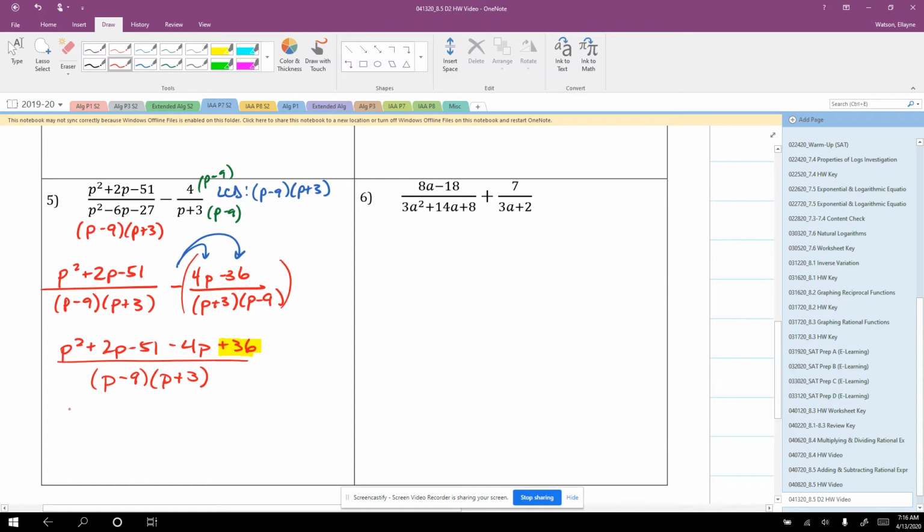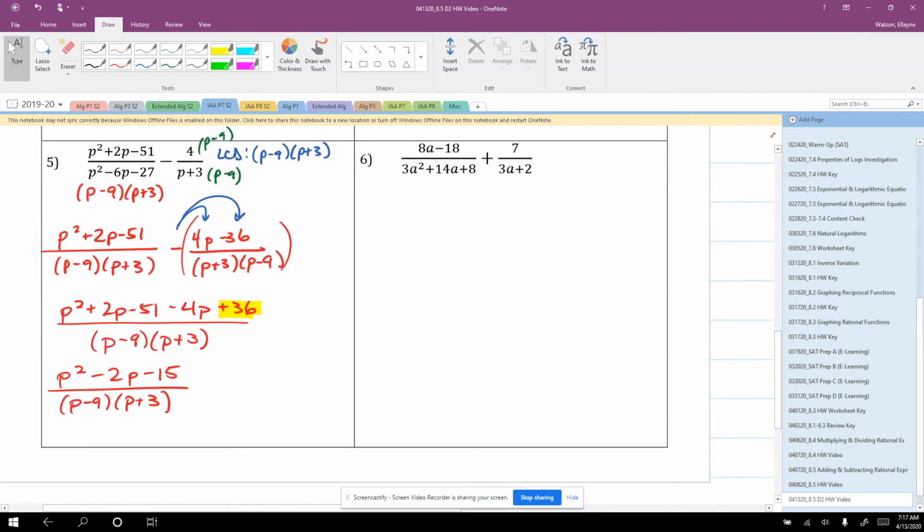Okay, let me combine like terms on top. I'm going to get p squared minus 2p minus 15. Okay, now I want to factor the top. And the reason we have to factor the top again is to see if there's any common factors between the top and the bottom. So the top is going to factor to p minus 5 times p plus 3. Denominator stays the same. We do have a common factor. We can cancel out. So that gives us our final answer of p minus 5 over p minus 9.